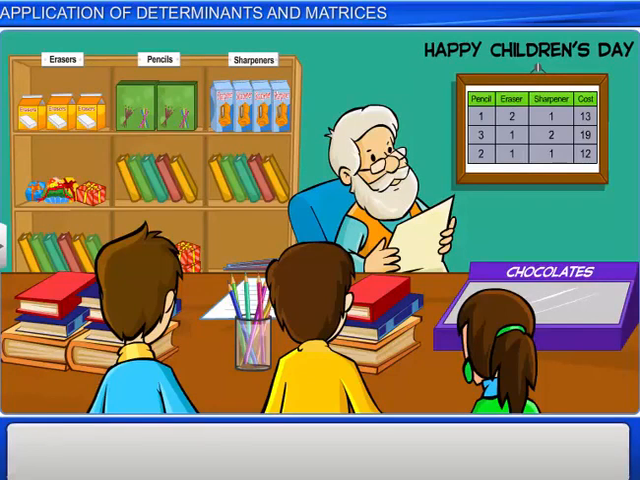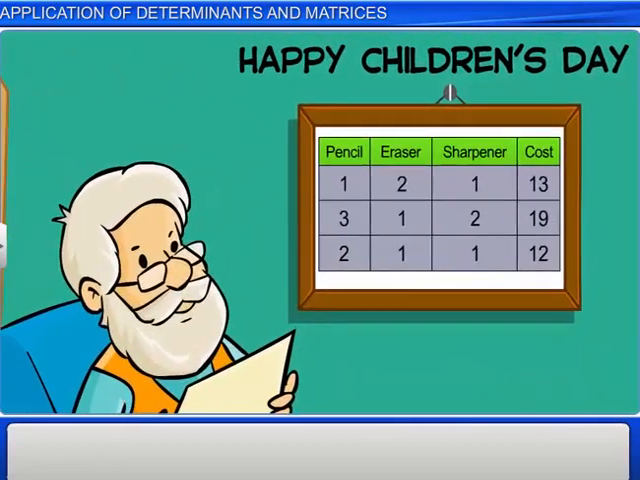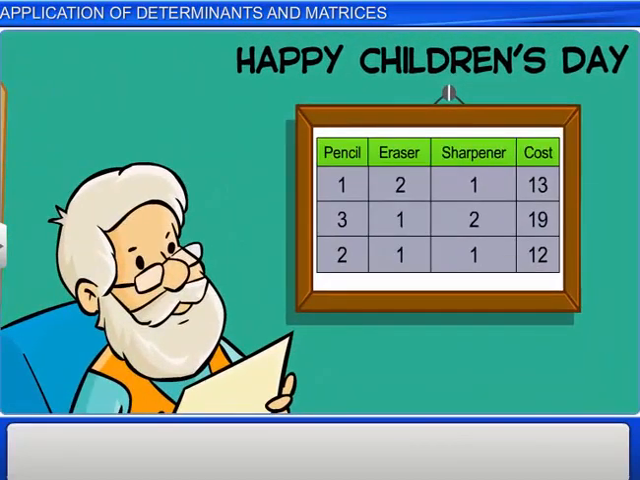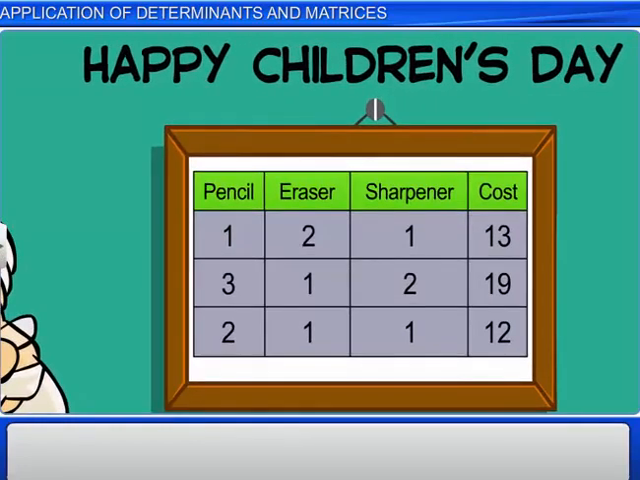Meet Mr. John. He owns a stationery shop. On the eve of Children's Day, he displays stationery for students on a board. It shows that the cost of 1 pencil, 2 erasers and a sharpener is 13 rupees.